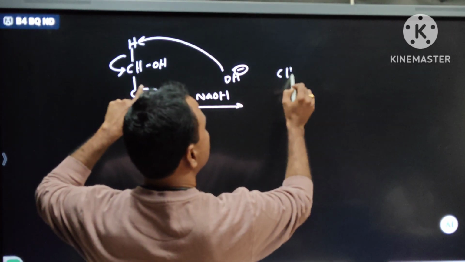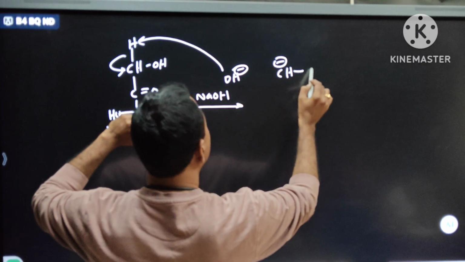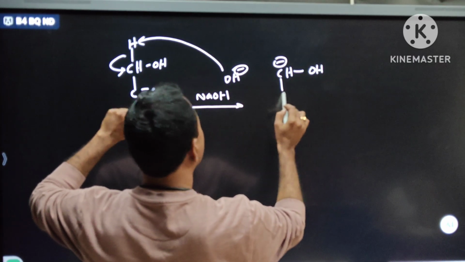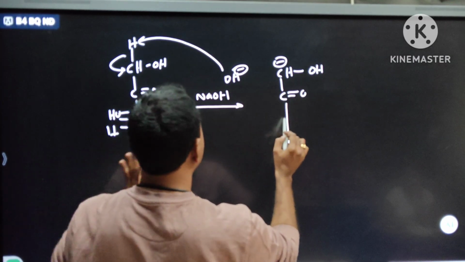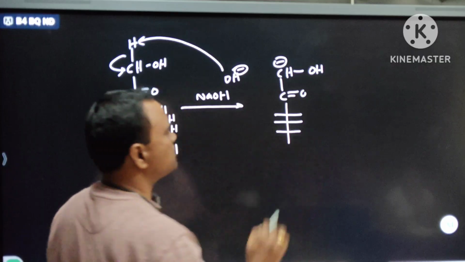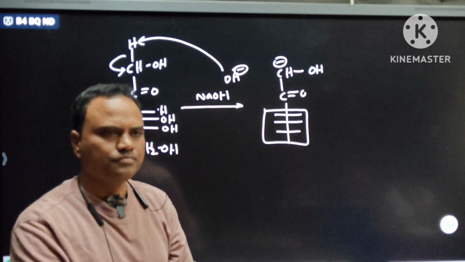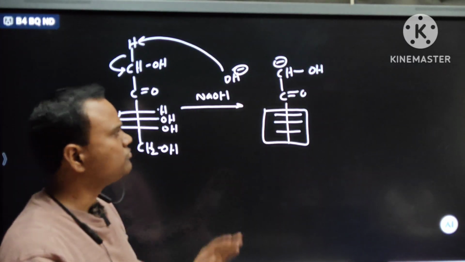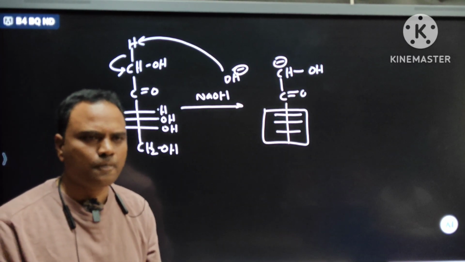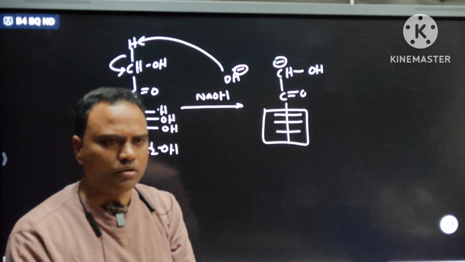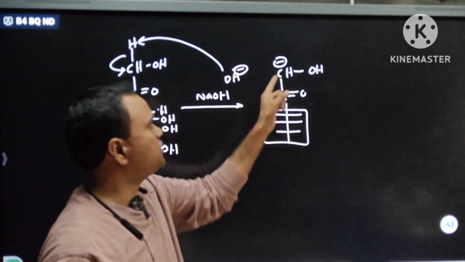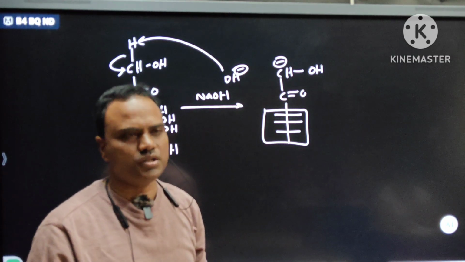Remaining structure: CH negative, OH, C double bond O, and this remaining structure is as it is. You just leave it, okay? Put it in a box. No need to draw. Clear? Any doubt in this? Base captures proton. Next, this negative charge participates in resonance.